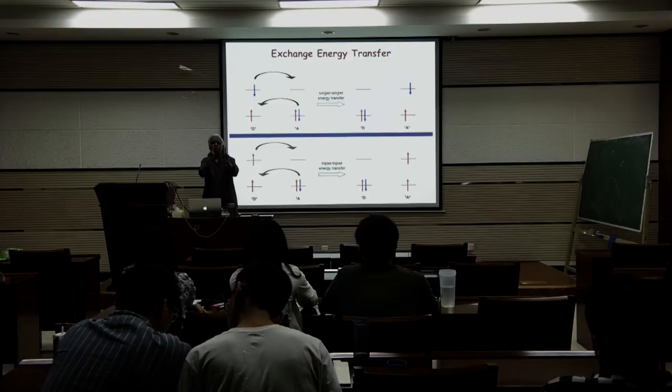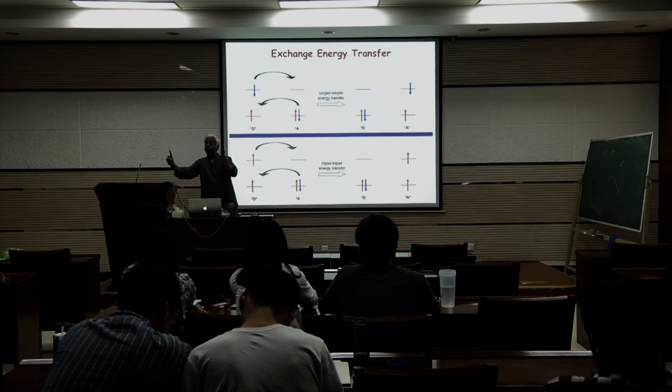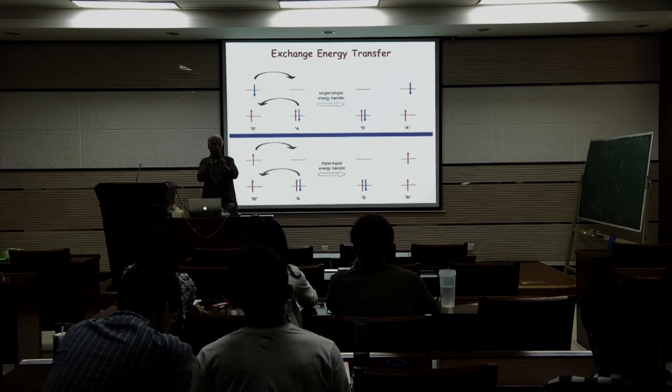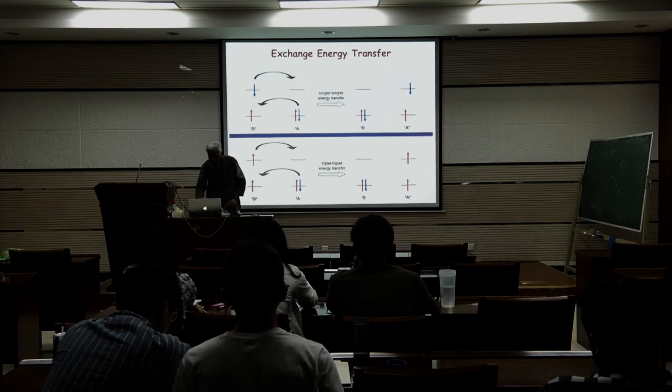So if there are two molecules, one here, another here, another one here, another one here, all of them can exchange, in principle. But how fast they exchange will depend upon the distance between the two molecules, the donor and the acceptor, and it moves forward. So the farther one is going to be slow. This one will be faster, this one will be much faster. So the distance is important.